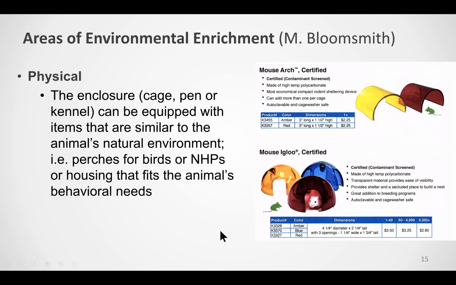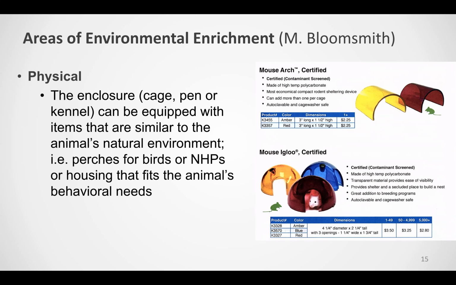Physical. Physical is placing items or designing their enclosure in such a way, again, that they can exhibit natural behaviors. So think about this. There are species such as birds and non-human primates that love perches. So you want to provide them something higher up with a perch. Think about our house cats. Cats are another animal that absolutely love to be up high. So you want to give them more vertical space in an enclosure if you can.